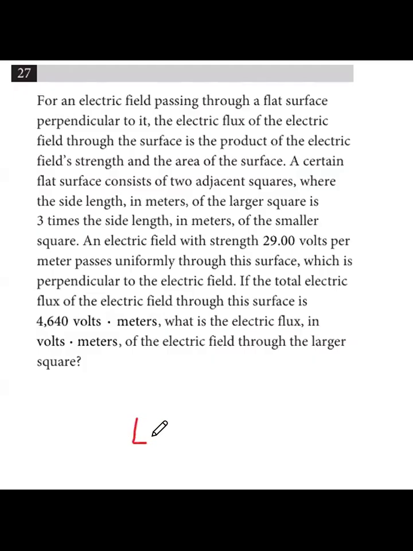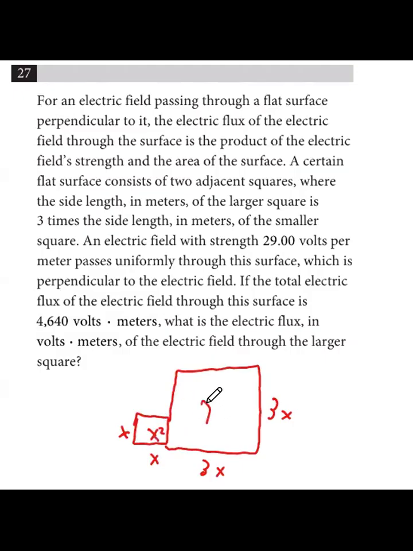So we have square one with a side length, we'll just call it x. And we have a bigger square with a side length of 3x because it's three times the side length. So the area of this would just be x squared. The area of this is 3 times 3, which is 9x squared. So we're definitely going to have to find area here.